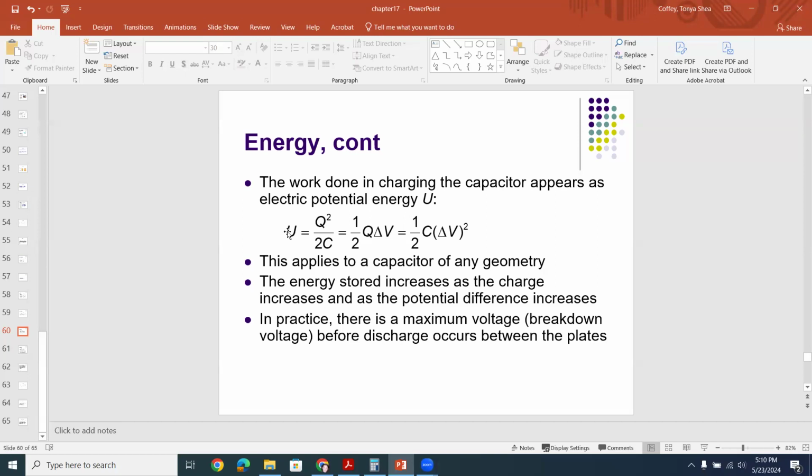All you need to know is what the capacitance of the capacitor is, and you can read that off the case, for example. This energy stored increases as the charge increases and as the potential difference between the plates, or the voltage between the plates, increases. In practice, you can't just crank the voltage up to whatever you want, because you will have breakdown eventually, depending upon what the dielectric is. It might be a larger voltage that you can crank it to, but eventually you'll get sparking and breakdown of your capacitor and you'll burn it out. The discharge will occur between the plates.